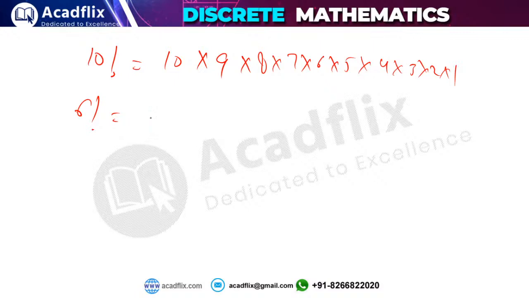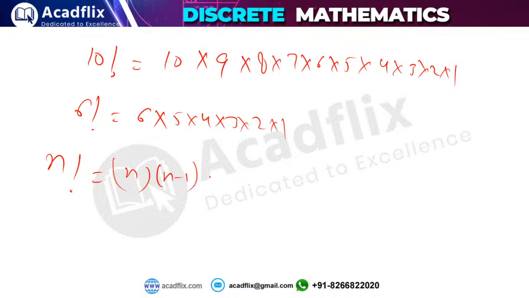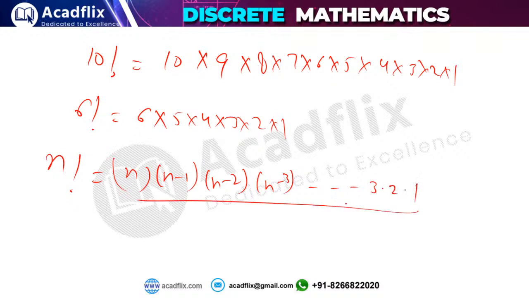For example, what is 6 factorial? That is nothing but 6 into 5 into 4 into 3 into 2 into 1. This is your 6 factorial. For example, what is n factorial? N factorial is n multiplied by n minus 1 multiplied by n minus 2 multiplied by n minus 3 and so on, 3, 2, 1. So this is how you can find n factorial. Okay, so this is your n factorial.